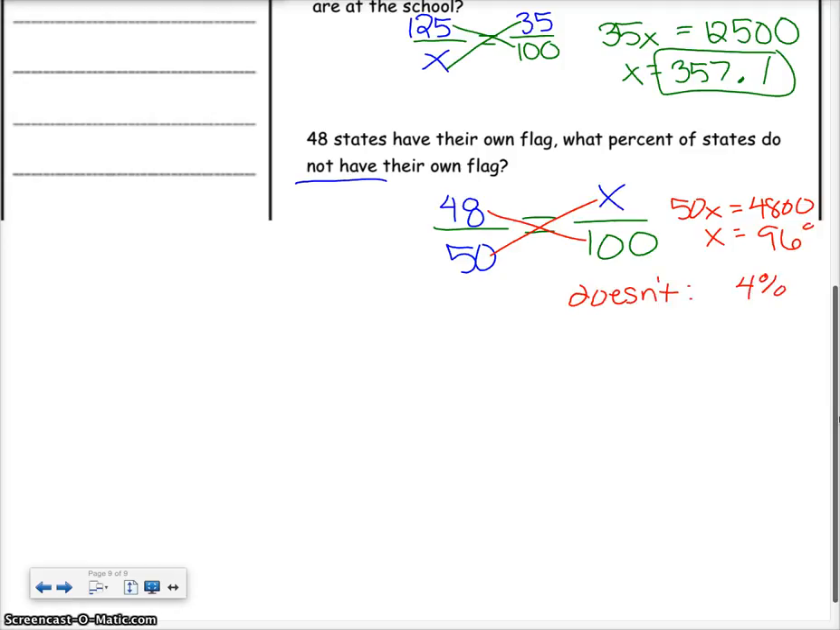Another way you could do it, if you wanted to create the proportion, if 48 have their own flag, then 2 do not have their own flag out of the 50. And we need to know that percentage. Both strategies will do you just fine. I personally would have done this strategy, but most kids start here because they see the 48 and they think they should use the 48. So that's where most kids start from.